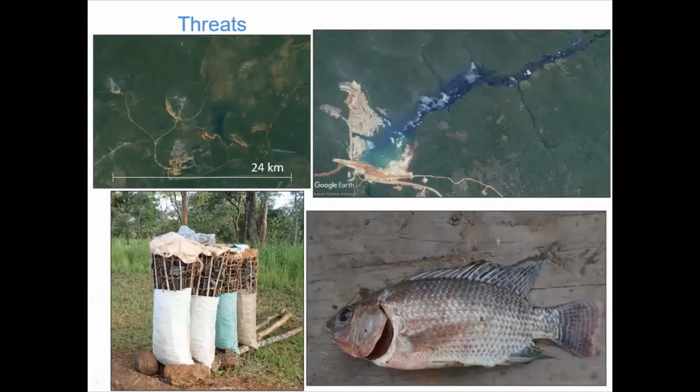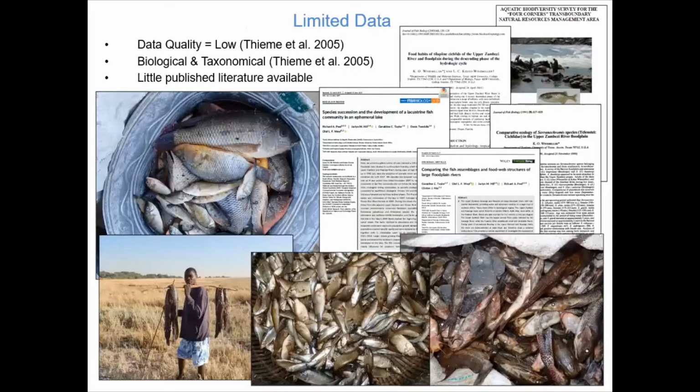There's also the threat of non-native species such as Nile tilapia, which seem to have established well in the system and have the ability to hybridize with some of the native species. Despite the threats I have just highlighted, conservation and management in the catchment is limited due to a lack of scientific data. The Zambezian Headwater ecoregion is classified as data deficient with a low quality of biological and taxonomic data due to a lack of published literature from the region.